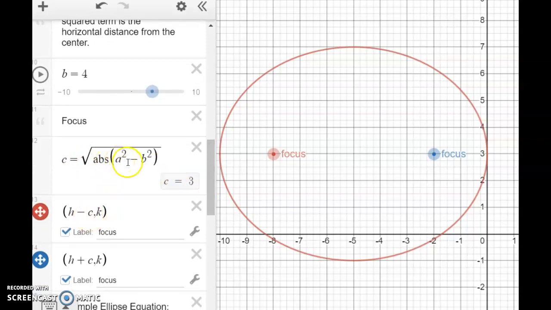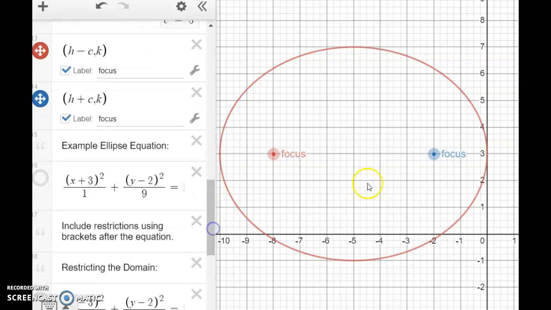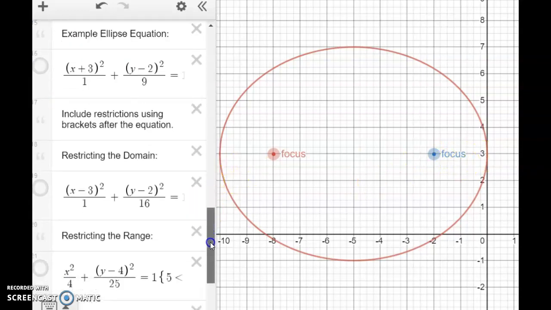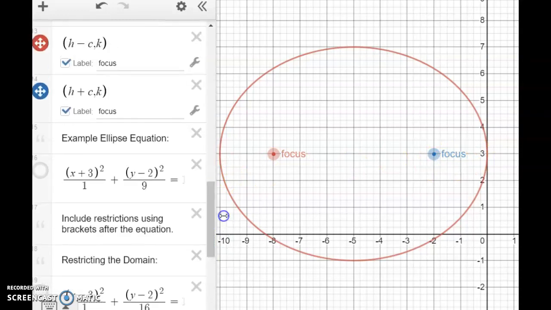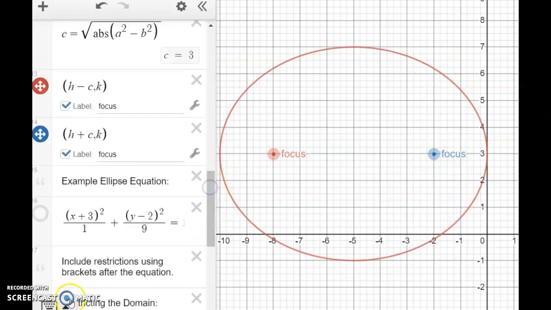Actually, this one comes out easily as 25 minus 16 is 9. And then take the square root, and that of course is 3. That's why you see the 3 there. The vertices are over here, here, and here, and I don't think that actually is computed here, but that's all right. All right, another exercise.